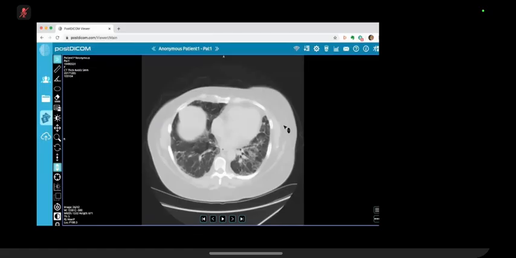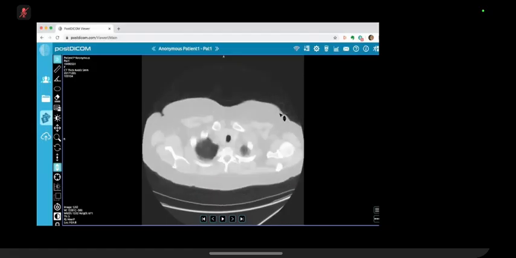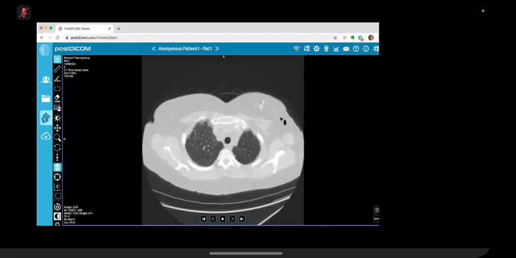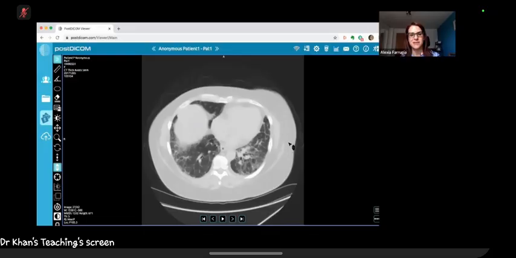Going more superiorly in the apices, sorry, I don't see any. I'm trying to look for any mosaic attenuation, but I think there's some more in the bases. That's correct. Well done.